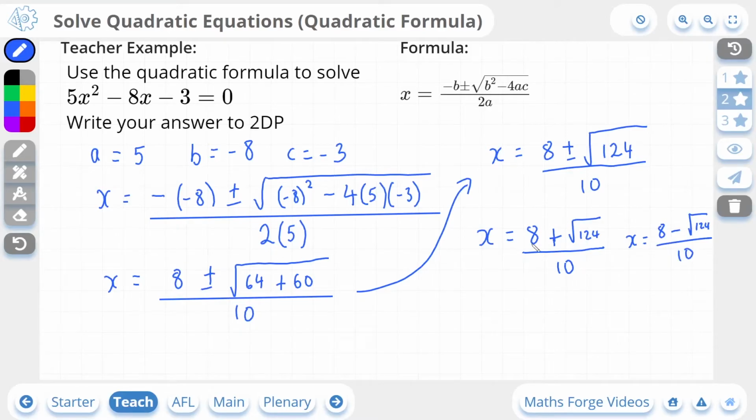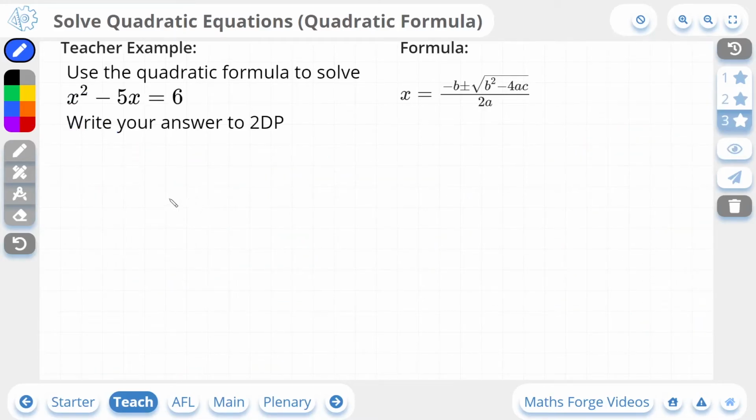And if we input these values into a calculator, so 8 plus root 124 all over 10, we should get x is equal to 1.91 to 2 decimal places. Don't forget that the question's asking us to give our answer to 2 decimal places. And for 8 minus root 124 over 10, we should get x is equal to minus 0.31. And if we check our answer, there it is.